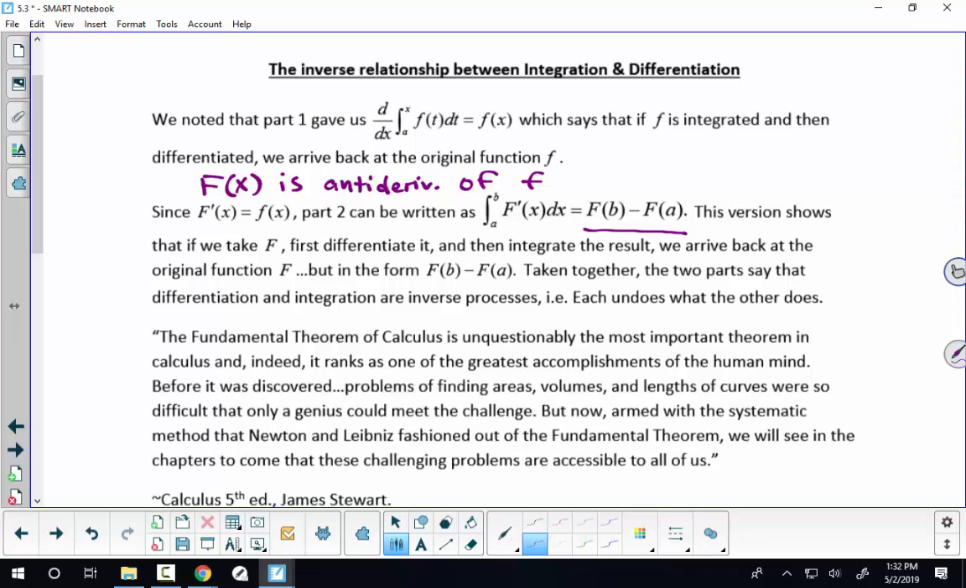The one above just says it is the function. Here it says it is the function itself, but in a specific way. It's evaluated at b minus evaluated at a. So that version shows that if we take the capital F, the antiderivative, first differentiated and integrated, the result will arrive back as the original function, but in the form f of b minus f of a. Again, solidifying the idea that antiderivatives and derivatives are inverses. So that's really kind of the whole point of that.